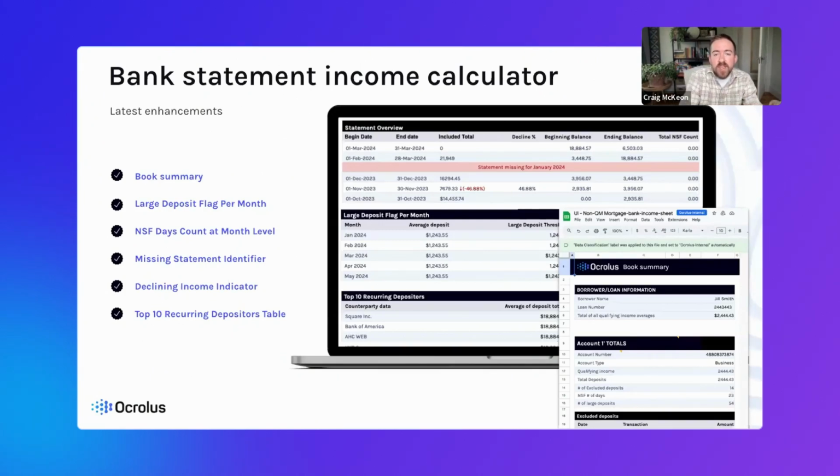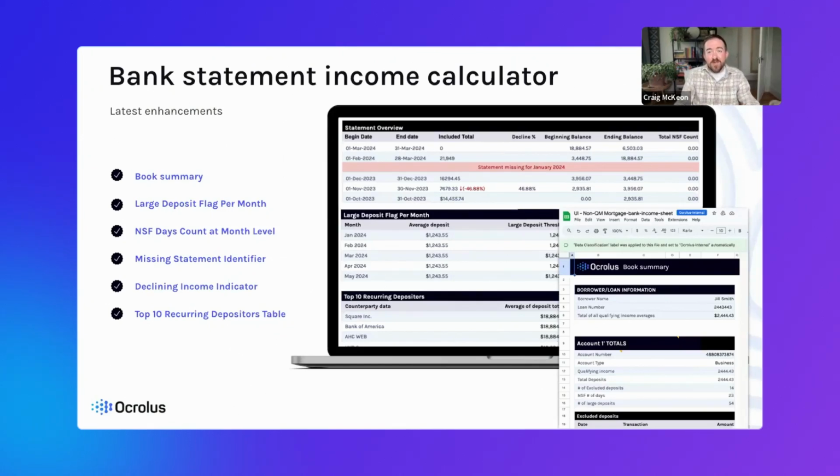We've also included new sections to help in the underwriting process, such as a month-over-month large deposit flag and NSF days count to help you identify any disruption in cash flow trends. There's also an easy-to-identify missing statement highlight, as well as indicators for declining income. And the other big one that is pretty awesome is a top 10 recurring depositors, so that you can see depositors at a glance affecting that borrower.